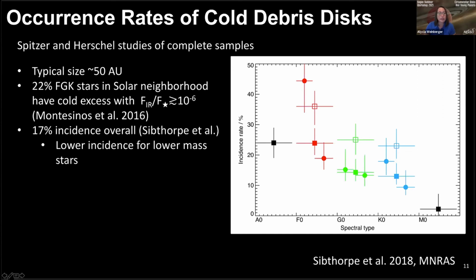And when you do that, you find that about 22% of the stars in the solar neighborhood have cold debris disks. So these are things with typical temperature of 50 Kelvin, a typical size of about 50 astronomical units, and all with more dust, at least an order of magnitude more dust than in our solar system, because that's what could be detected even with these very sensitive missions. You'll notice that there's a little bit, though, of spectral type dependence.